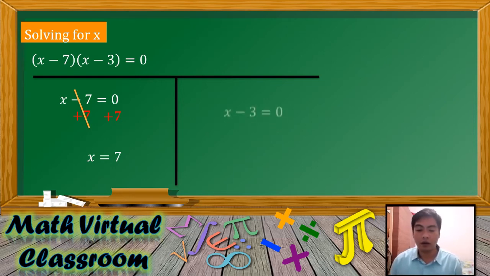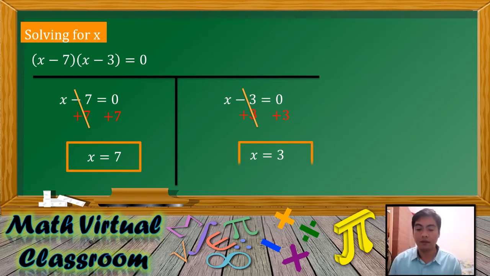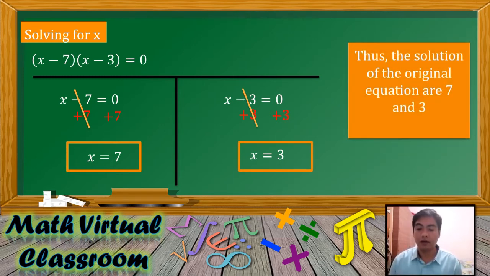The other one is x minus 3 equals 0. So to simplify, we have to add positive 3 on both sides of the equation. This is 0. x now is equal to 0 plus 3, that is 3. Therefore, the solutions of the original equation are 7 and 3.